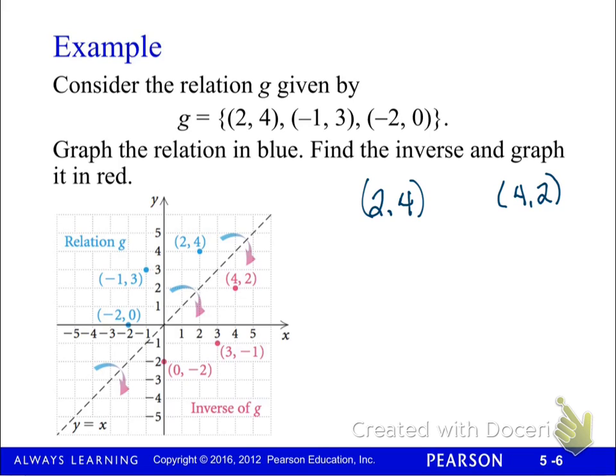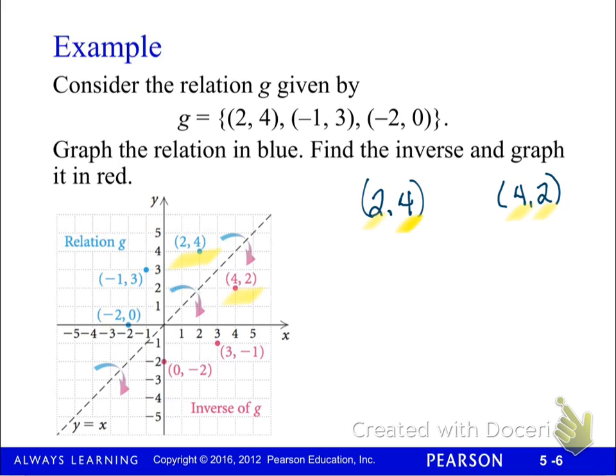And if you look right here in the blue, we have (2, 4). That is our original relation. The inverse of that is (4, 2). So the definition of an inverse is we take what was the x value, in this situation it's 2, and we put it for the y value. Then we take what was the y value, which in this situation is 4, and we put it as the x value.